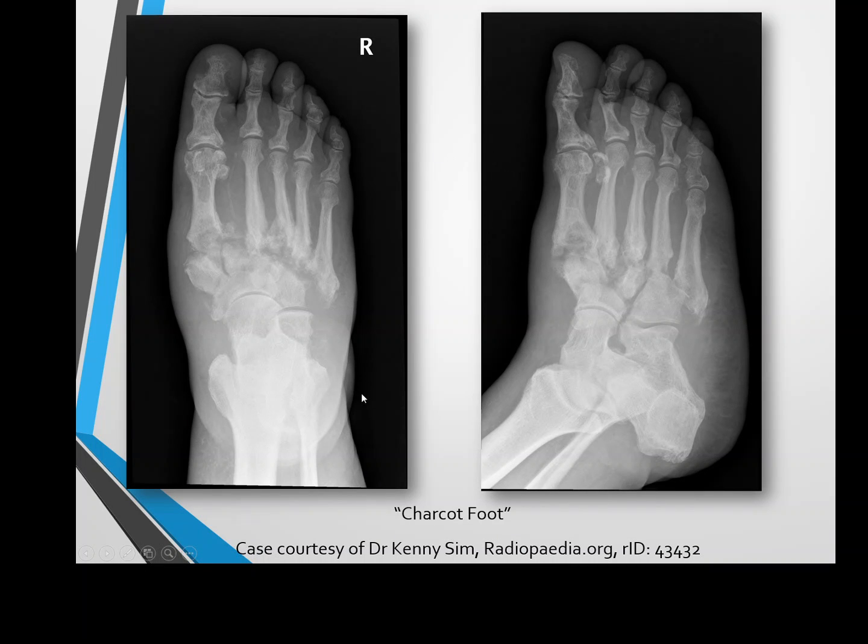Here we have a very typical looking case of Charcot foot, where we've got the bony destruction of the sort of tarsal metatarsal joint regions. You can also see as well some sclerosis within the arteries forming in this patient's foot as well. And here's the oblique view where you can really see that real bony destruction of all of the proximal tarsals in particular.